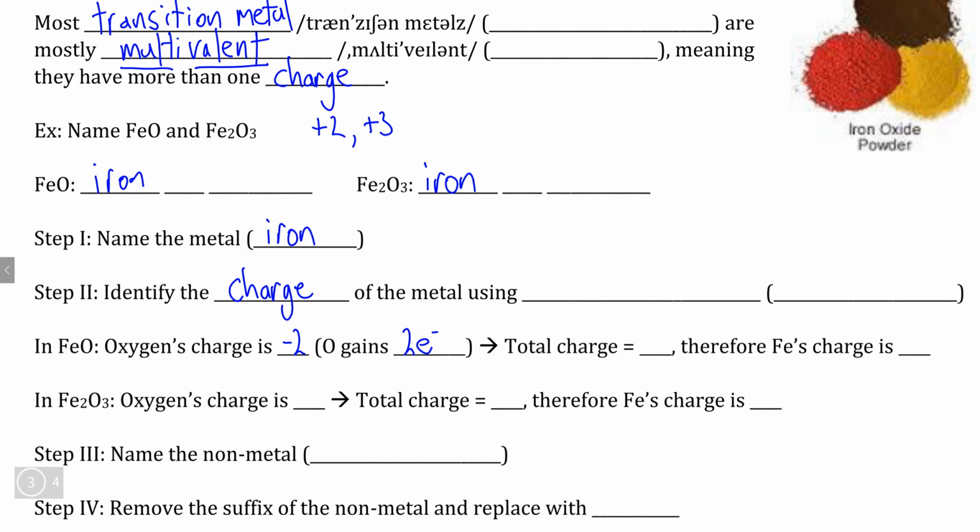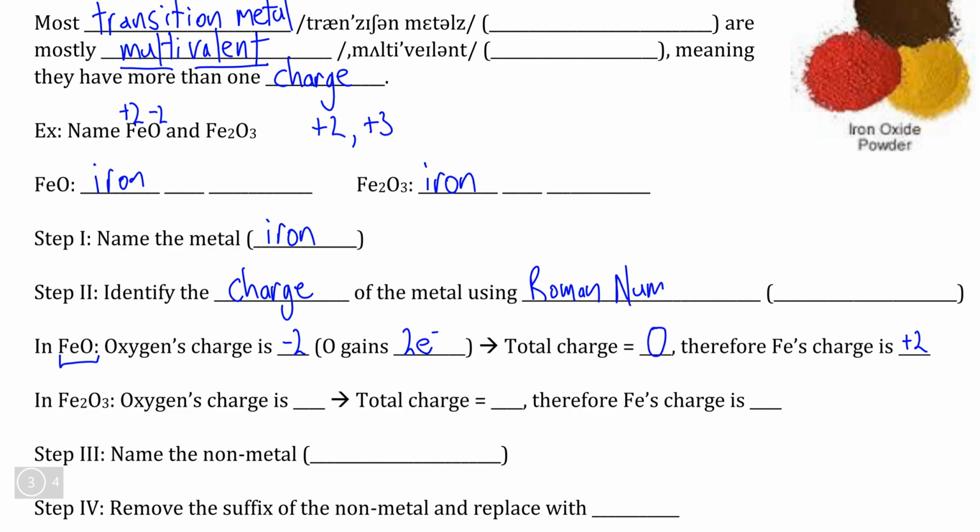Now remember that in every ionic compound, the total charge of the compound needs to be 0, which means that the positive and the negative charge need to cancel each other out. So if oxygen's charge is negative 2, if we add positive 2 to that, positive 2 minus 2 is 0, and therefore we can say that iron's charge in FeO is positive 2. And we would indicate that iron has this charge using Roman numerals.